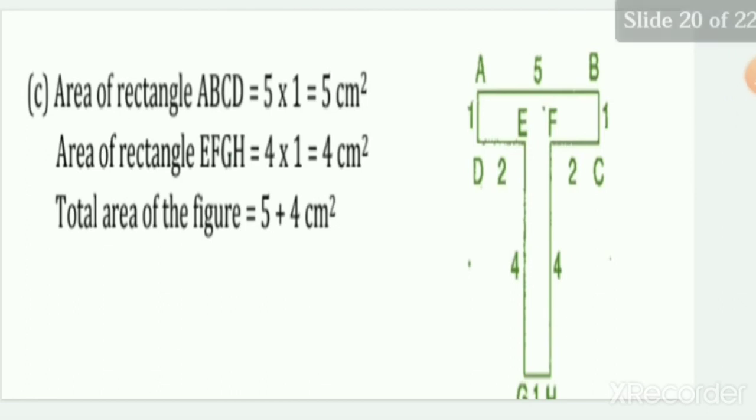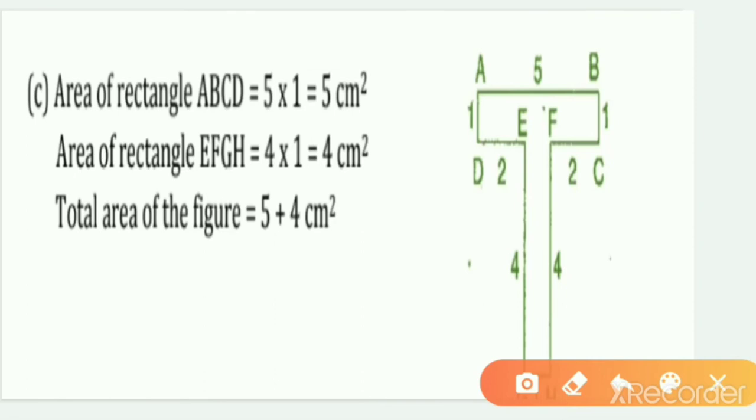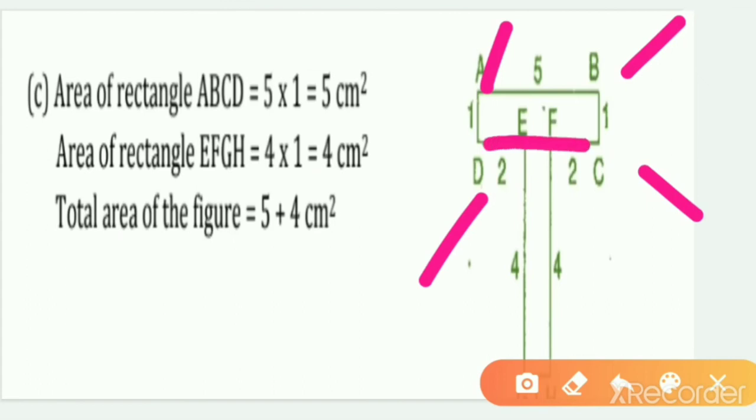Now we have the next question. We have to find the area again for the same kind of figure. So how will we do it? We have to make rectangles, right? Yes. So we have here ABCD. This is given to us, and it is very clear that we will join all these figures.